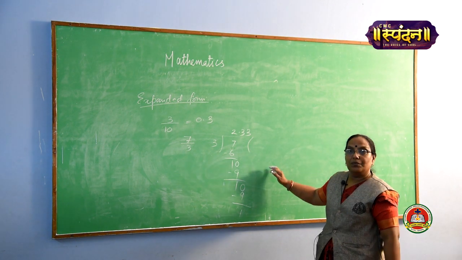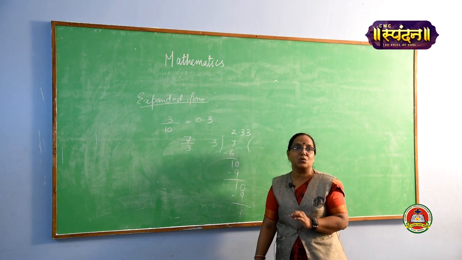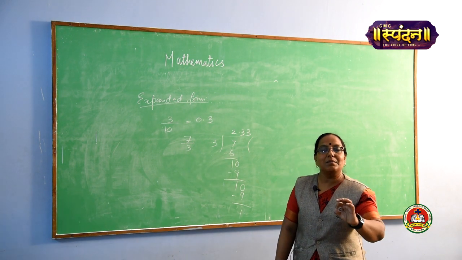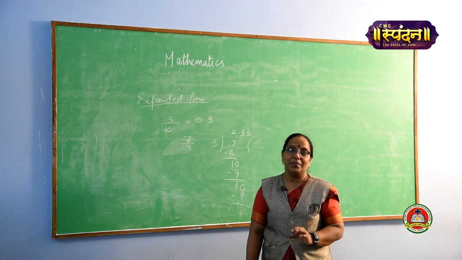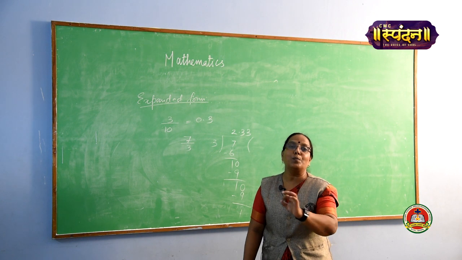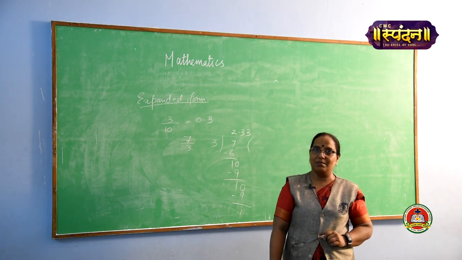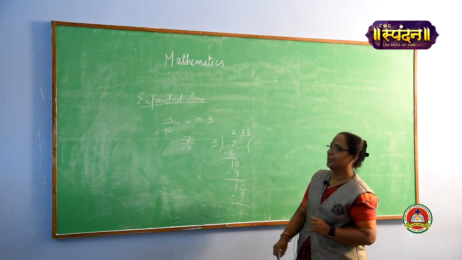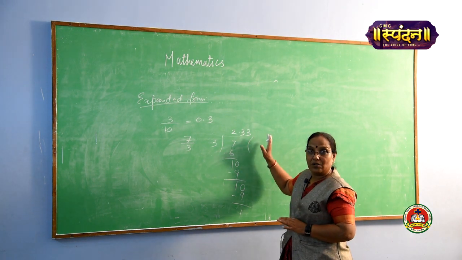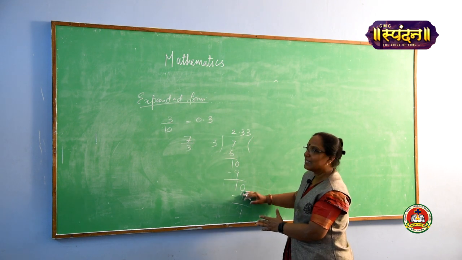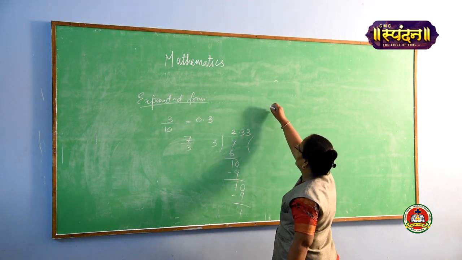So what to do? We may get a question in this way: divide this number and write the answer up to 2 places of the decimal or up to 3 places of the decimal. That time what to do? Okay, we have to find that out also. Let me just tell you the basic concept, after that I will come to that point also.